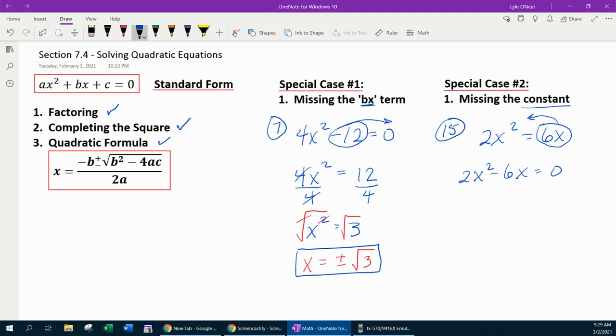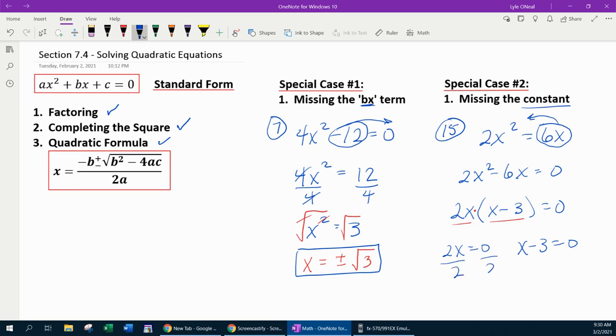Now, if you're missing a constant, there will always be an x in common. So we're going to take out the x. And they also have a factor of 2 in common. So we're going to factor out 2x. That will leave me x minus 3. Once you have your equation factored, you can set each factor equal to 0 and solve. So we're going to say 2x equals 0 and x minus 3 equals 0.